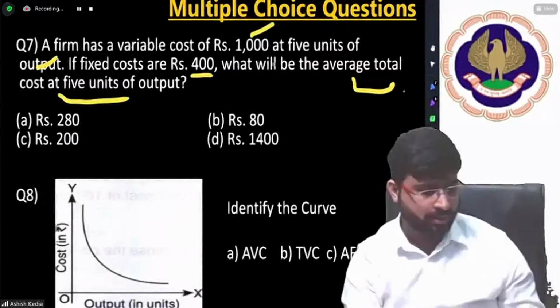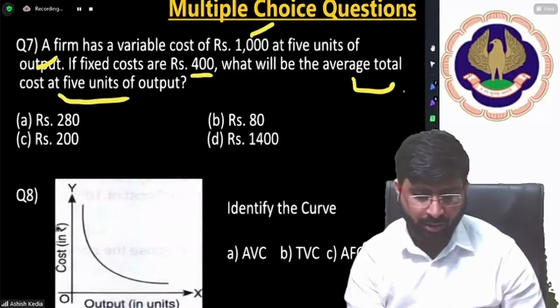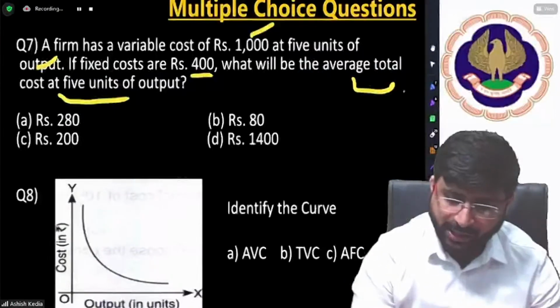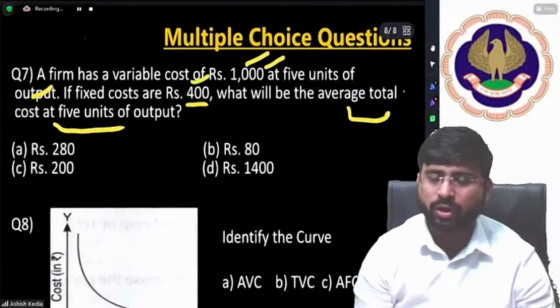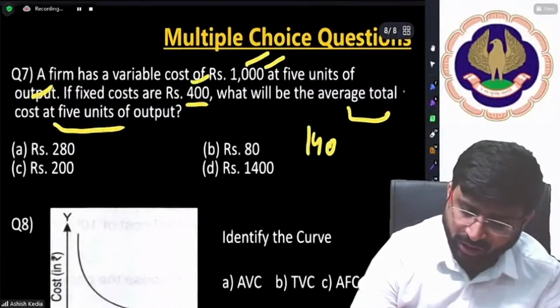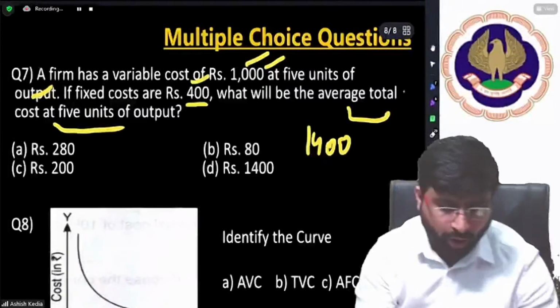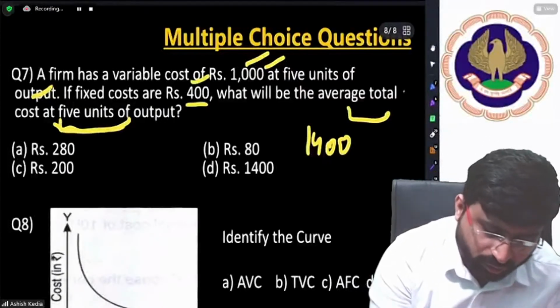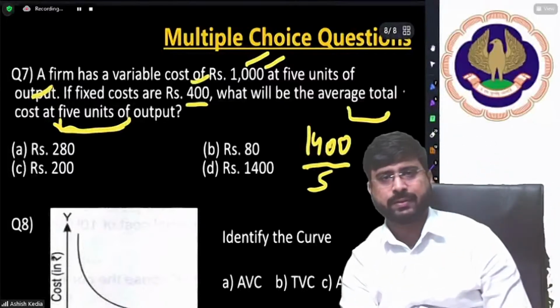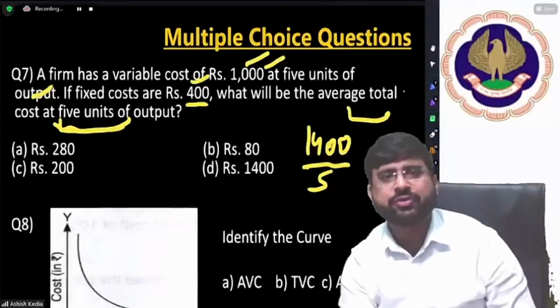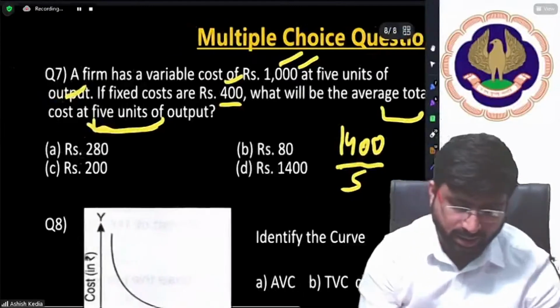All right. So, sir, if you have understood this, now pay attention, my dear friends. Variable cost 1000 and fixed cost 400. So total it becomes 1400. Now, for how many units? It's for 5 units of output. So 1400 divided by 5. It gives you 280.